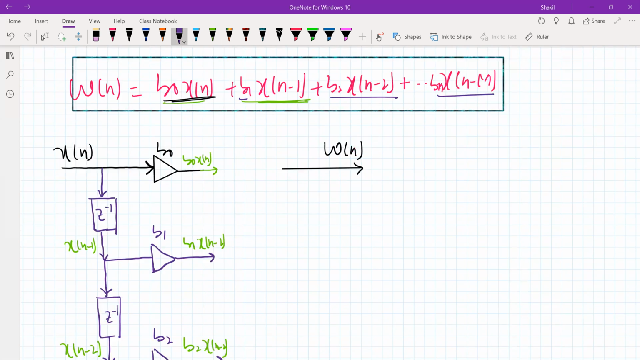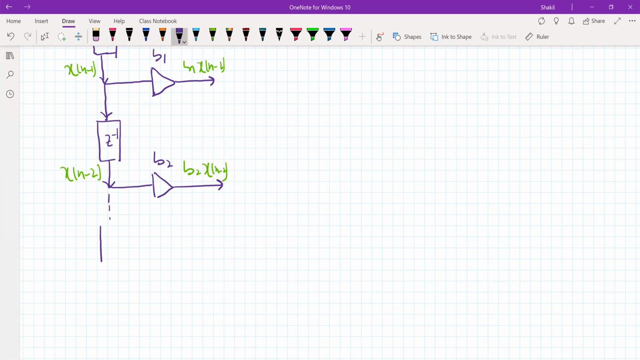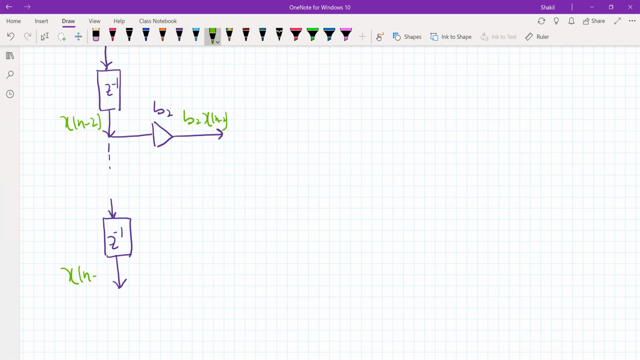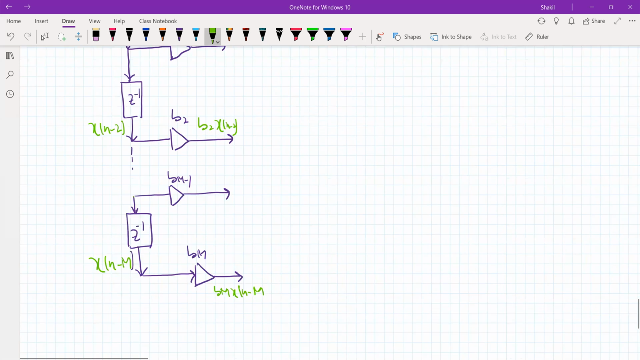Finally we'll reach x of n minus m when we have m delay elements. What will be the output before that? It will actually be x of n minus m plus 1. If you want to multiply this, we pass it to a multiplier whose coefficient is b of m, and then the output of this will be bm x of n minus m.